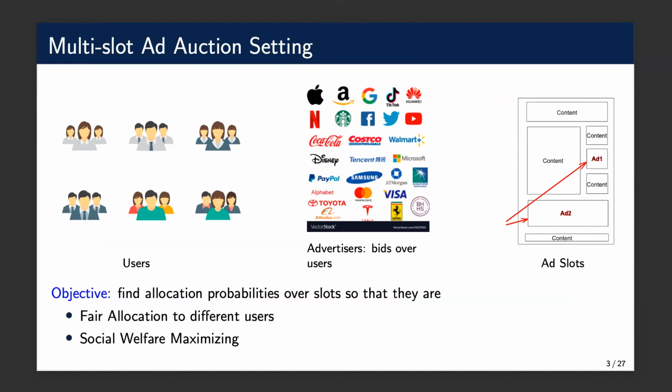Our goal here is to allocate these slots to the advertisers in a way that would be, first of all, social welfare maximizing, which means we want the sum of the value that the advertisers get out of this advertisement to be maximized. And second, we want the allocation to be fair to the users. And what do we mean by that?